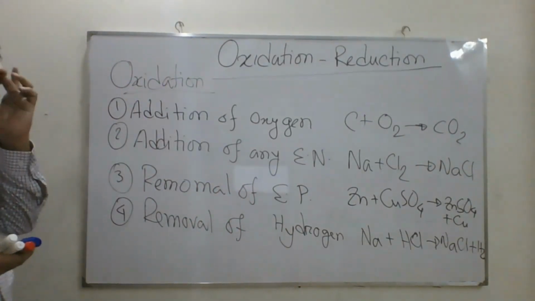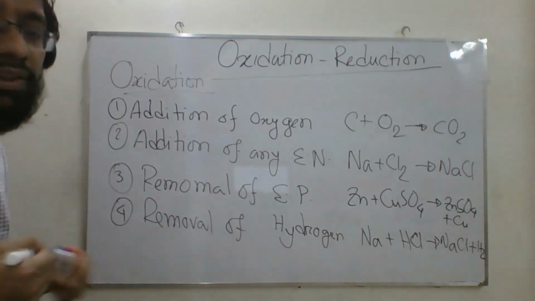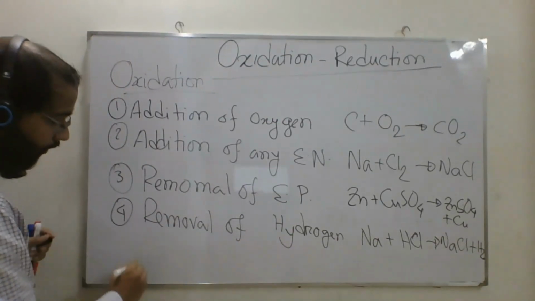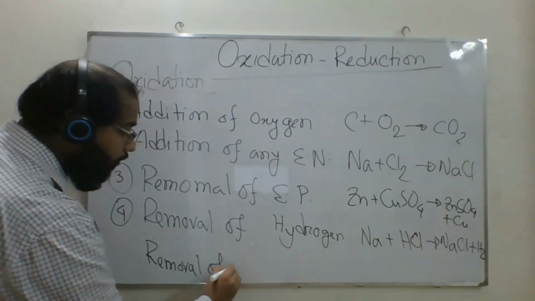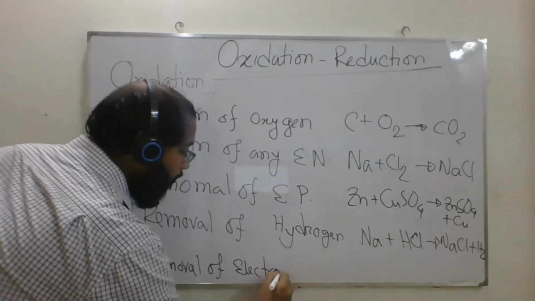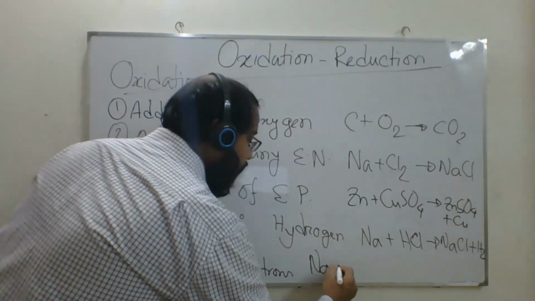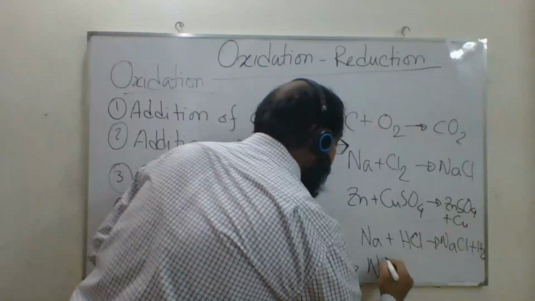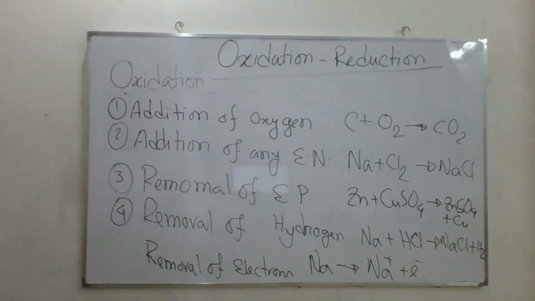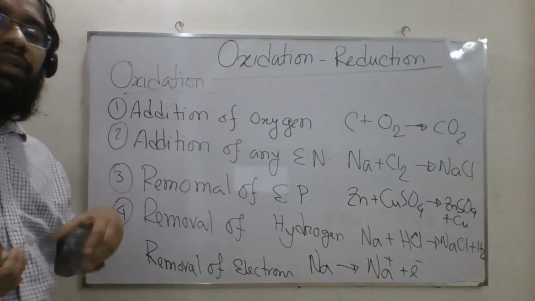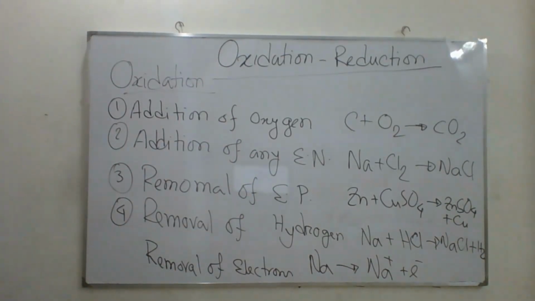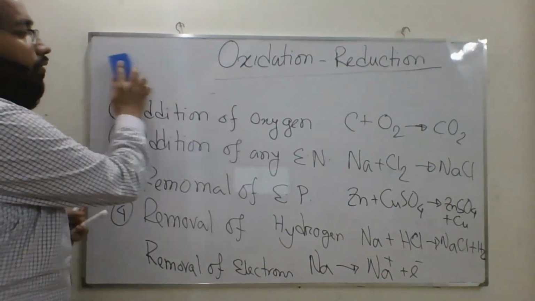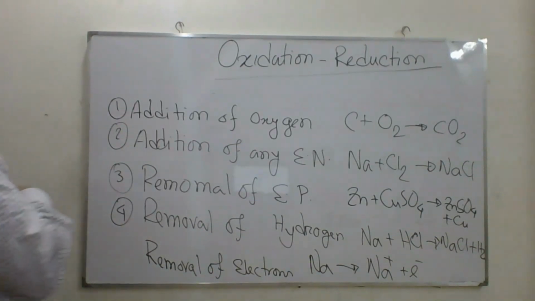Now, the electronic concept is just easy. Removal of hydrogen, according to the electronic concept, is removal of electron. That means when sodium donates one electron, it gets oxidized. So the concept is that if you remember only the oxidation, then reduction becomes easy. If addition of oxygen is oxidation, now I will convert it to reduction.